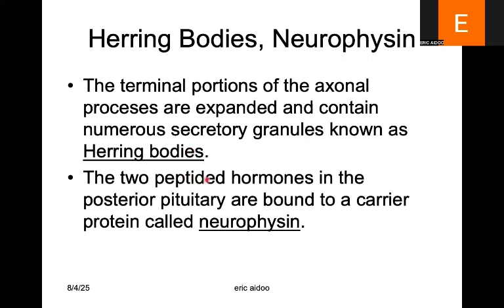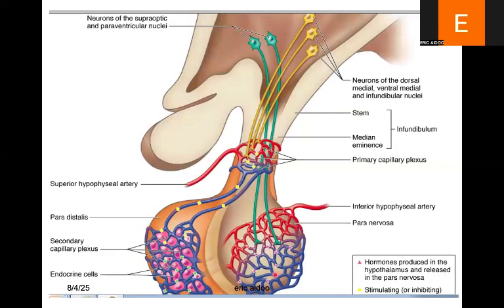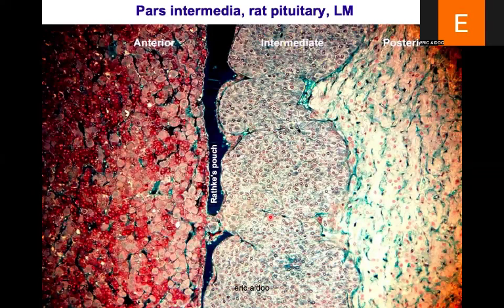The two peptide hormones in the posterior pituitary, vasopressin and oxytocin, are bound to a carrier protein called neurophysin. So note that as well. That's what we have described: the magnocellular system, the cell bodies in the hypothalamus, then the axons and nerve terminals here, with oxytocin and vasopressin. This is a similar diagram depicting what we have described.